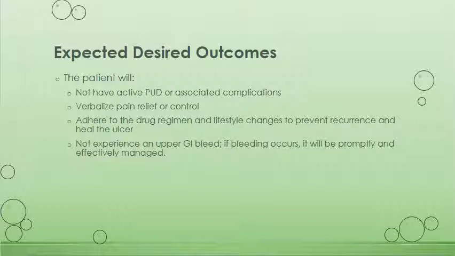The expected desired outcomes for these patients are that they will not have active peptic ulcer disease or associated complications. They will verbalize pain relief or control. They will adhere to the drug regimen and lifestyle changes to prevent recurrence and heal the ulcer, and they will not experience an upper GI bleed, and if they do have a GI bleed, it will be promptly and effectively managed.